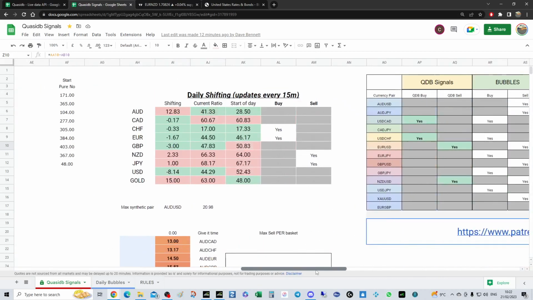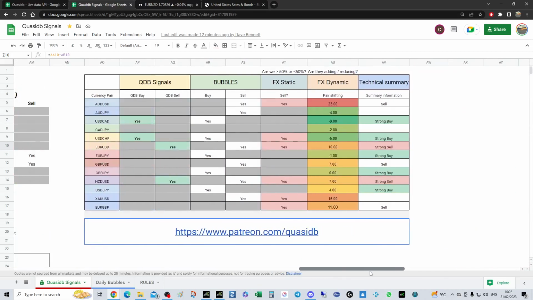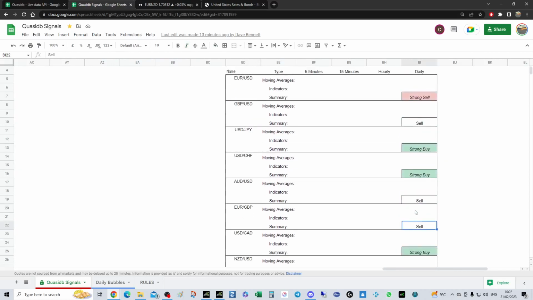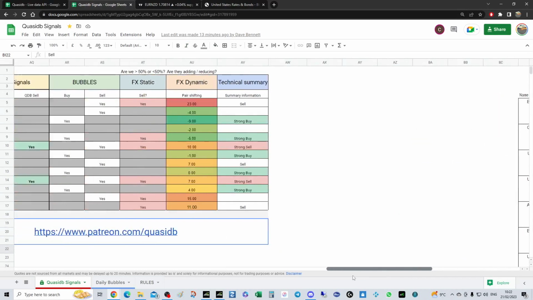And if you scroll right, we've got a breakdown of the bubbles, whether it's a buy or a sell. Are we above or below 50% on the sentiment? How much we've moved from last night. Aussie USD has really moved. And there's a technical summary as well. And so scroll even more right, and that's basically data from investing.com, and it gives us a metric that just tells us technical criteria for the currency pairs. So that's the main sheet, which is pretty cool.